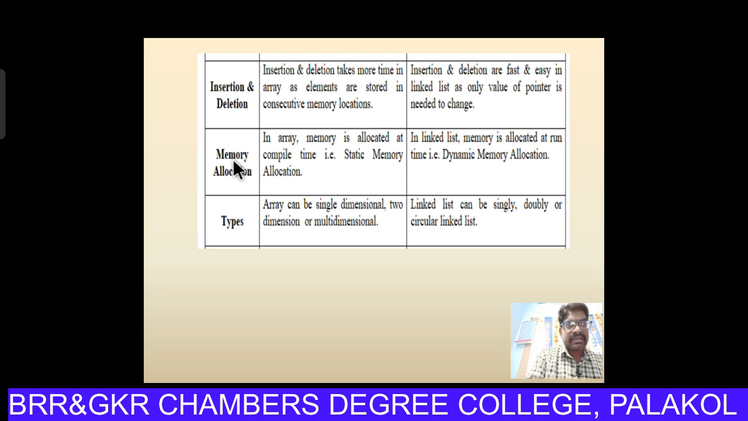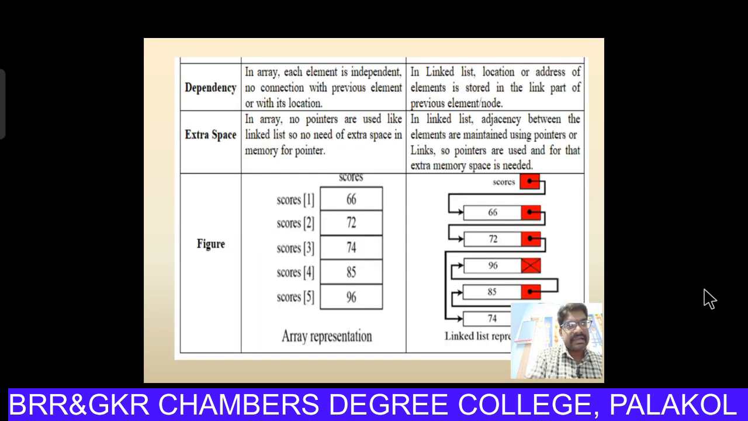Next, memory allocation. In arrays, memory is allocated at compile time, that is static memory allocation, but the linked list uses dynamic memory allocation. The memory is allocated at runtime. Arrays are of types single dimensional, two dimensional or multi-dimensional, whereas linked lists are single linked list, double linked list and circular linked list.